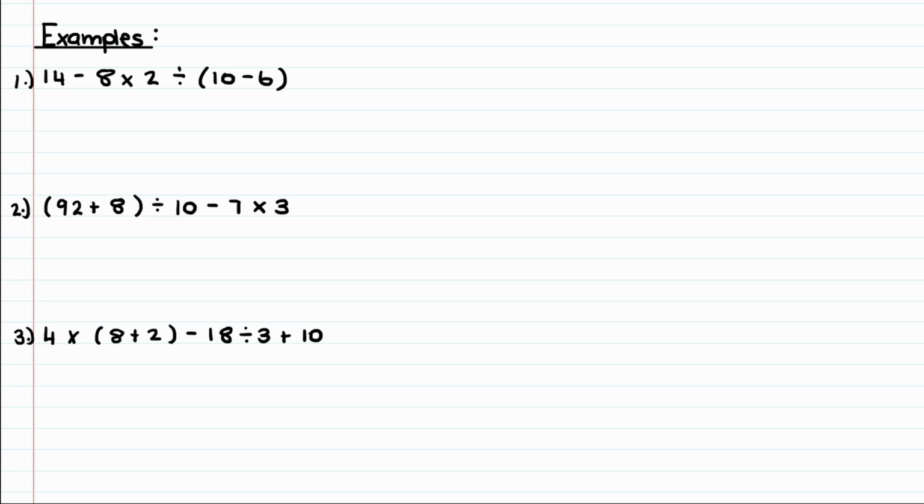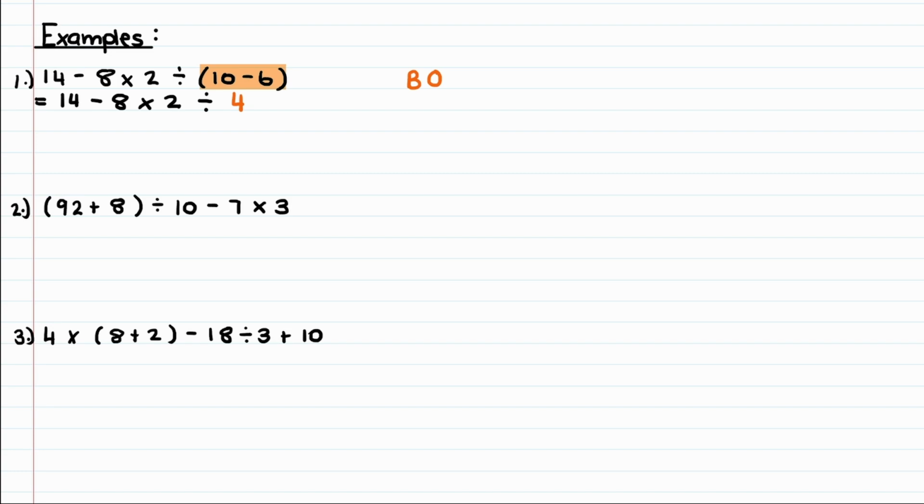14 minus 8 times 2 divided by 10 minus 6 in brackets. Since we have brackets, we're going to solve this first, and it gives us an answer of 4. Make sure that all the other numbers appear in the exact same place and that 4 is underneath the brackets at the end. You can't swap around the order as you are solving these questions.